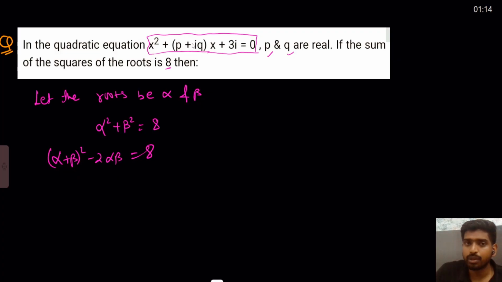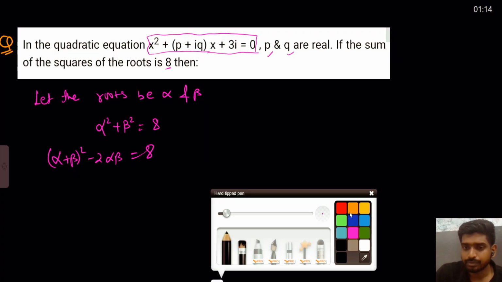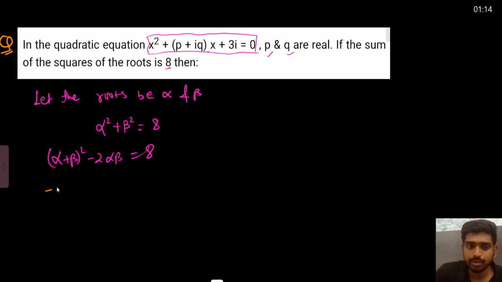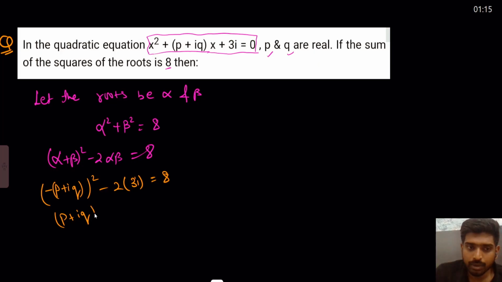Now tell me what is the sum of the roots here? The sum of the roots will be equal to minus b by a. Minus b by a, where a is 1 and b is p plus iq. So minus of (p plus iq) whole square minus 2 into alpha beta. What is alpha beta? It is equal to c by a. C by a means 3 iota, is equal to 8. Got it? Now simplify this one. Here we'll get (p plus iota q) whole square minus 2 times 3 iota, which is 6 iota, is equal to 8.